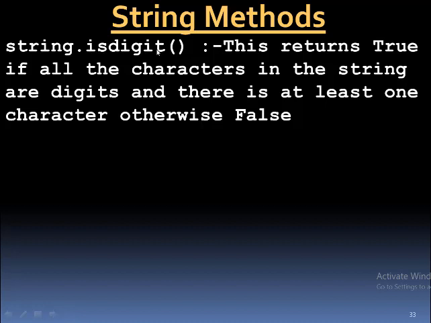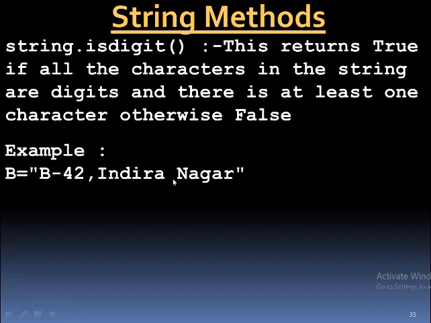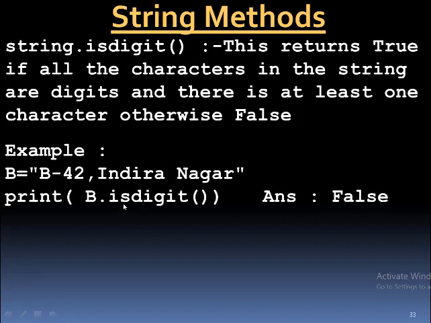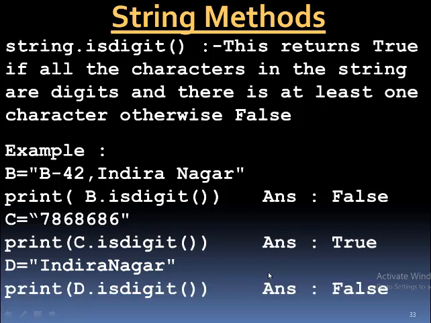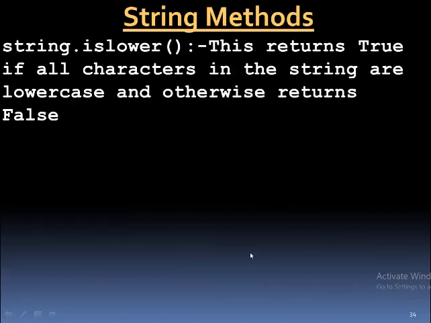The next function is the isdigit function. It will check for digits. If the string contains only numeric characters, then this function will return true. Otherwise it will return false. So if the string is this, then b.isdigit: there are other characters also which are non-numeric, so the result will be false. Now this string consists only of numbers, so in this case it will return true. This string contains only alphabets, so it will return false.